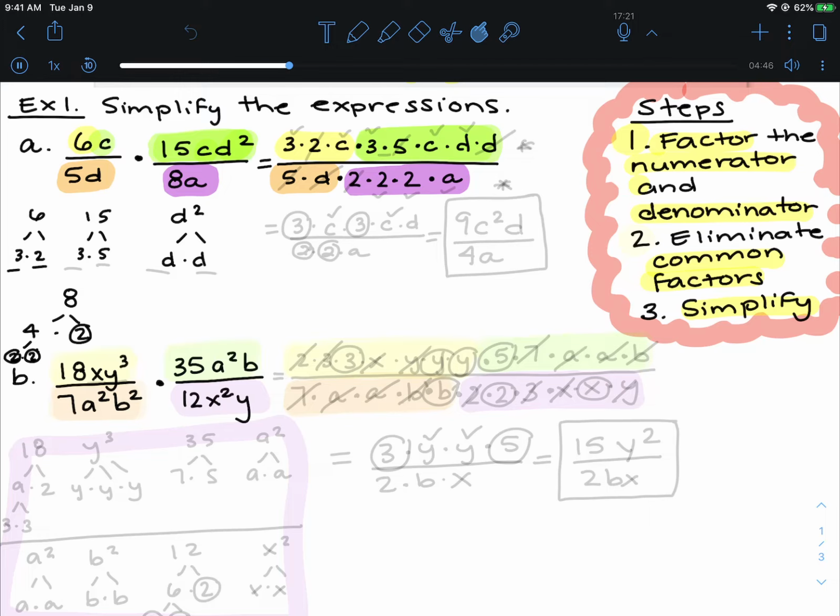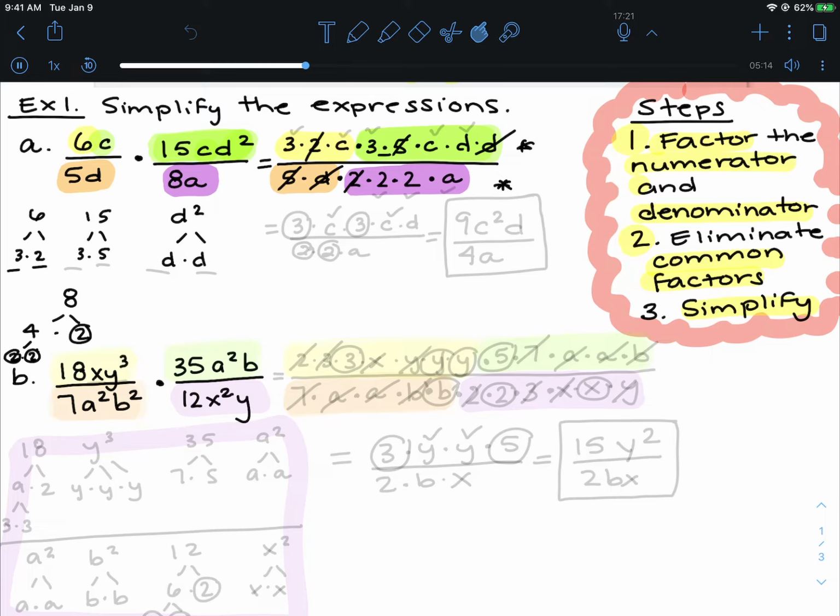So now I'm going to go into step number 2, which means eliminate the common factors. Literally anything that I see in this numerator that I also see in the denominator, I'm just going to cross it out. So one thing that I notice is that I have a 2 up here and I have a 2 down here. I have a 5 up here and a 5 down here. I have a d to cancel out with the d. Do I see anything else?